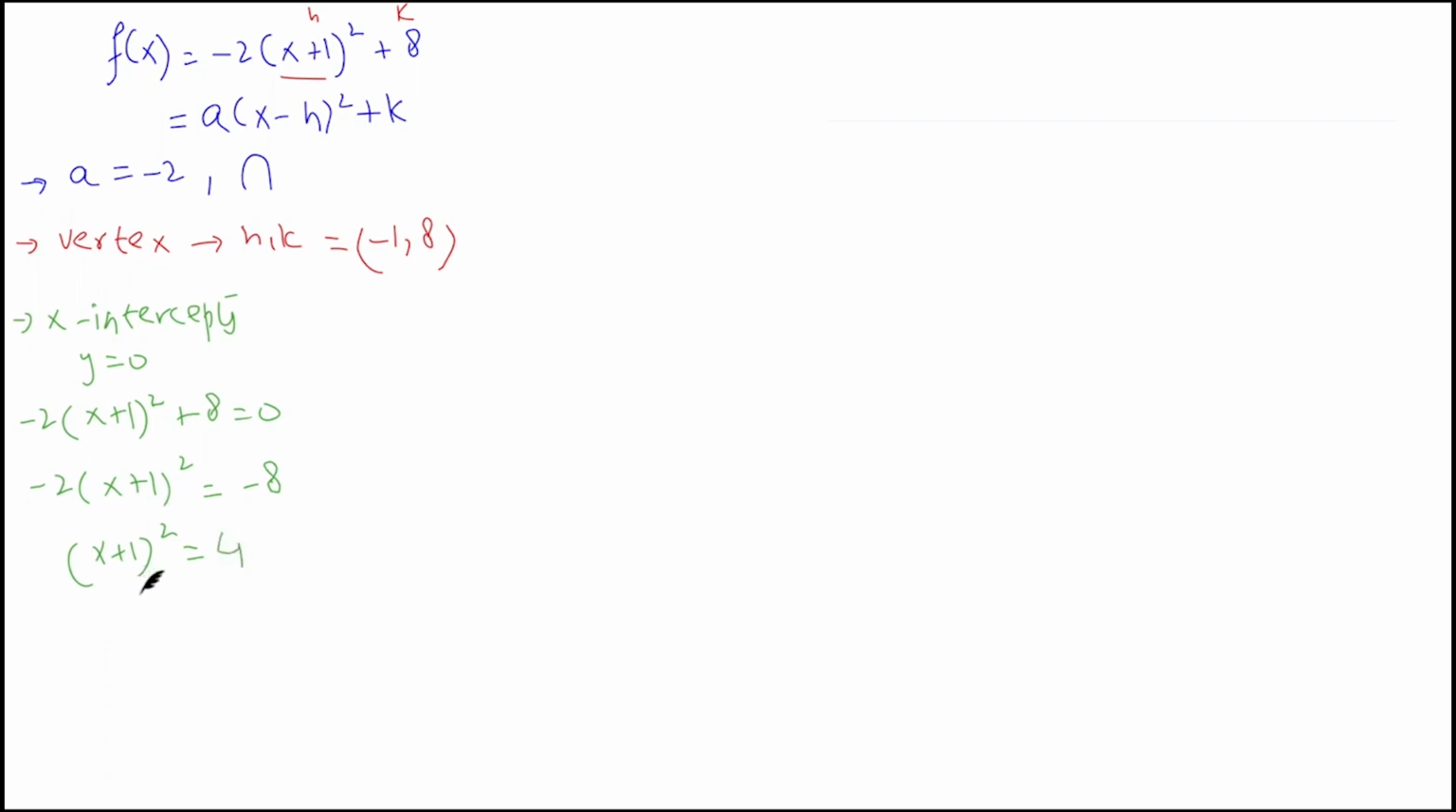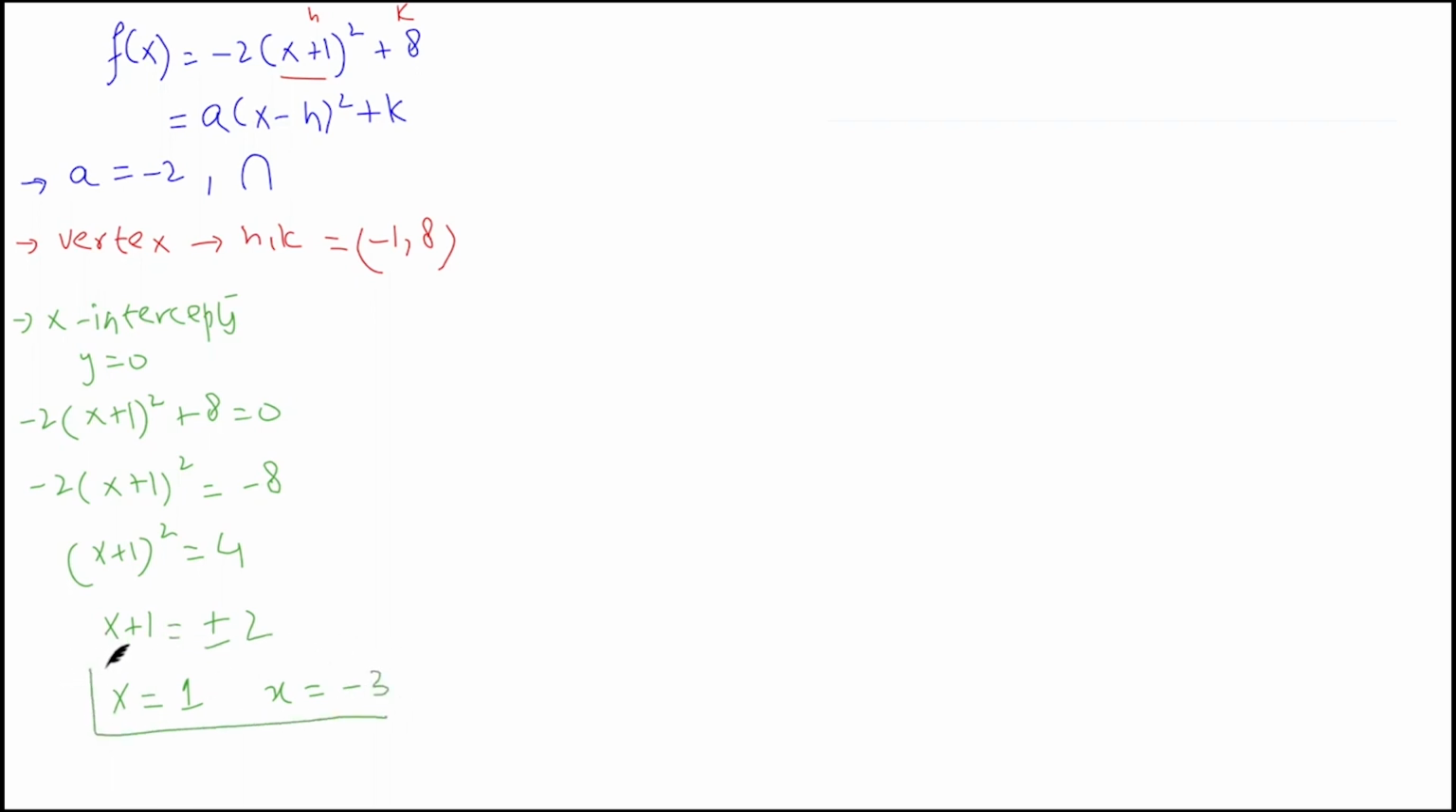Now we take the square root on both sides to get rid of this square sign. So we will be left with x plus 1 equals plus minus 2. Be careful, you need to have two answers. When you take the square root of 4, you will get plus and minus 2. So one of the x-intercepts is 2 minus 1, which is 1. The other one is x equals minus 2 minus 1, which is minus 3.